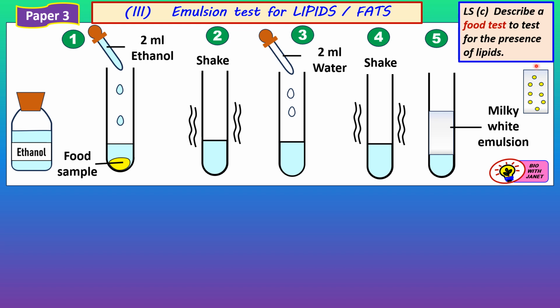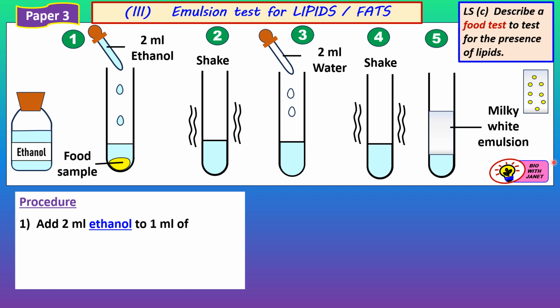Next, we're going to discuss a food test to test for the presence of lipids. This is the third learning standard. The food test for lipids is important to remember, and it may even be asked in the paper 3 practical exam where you'll be given a food sample to test. So it's important for us to know the procedure and know how to test for the presence of lipids, fats, or oils in a given food sample. This test is called the emulsion test, or the ethanol emulsion test. Let's look at the procedure.